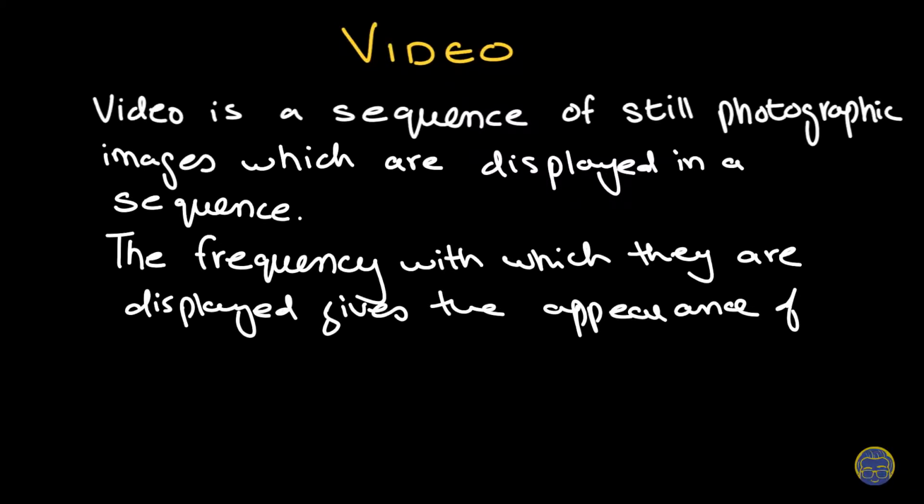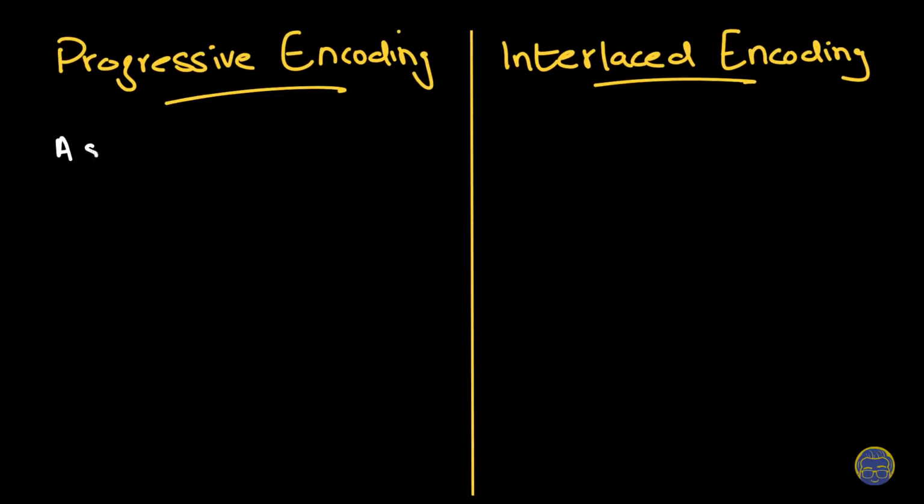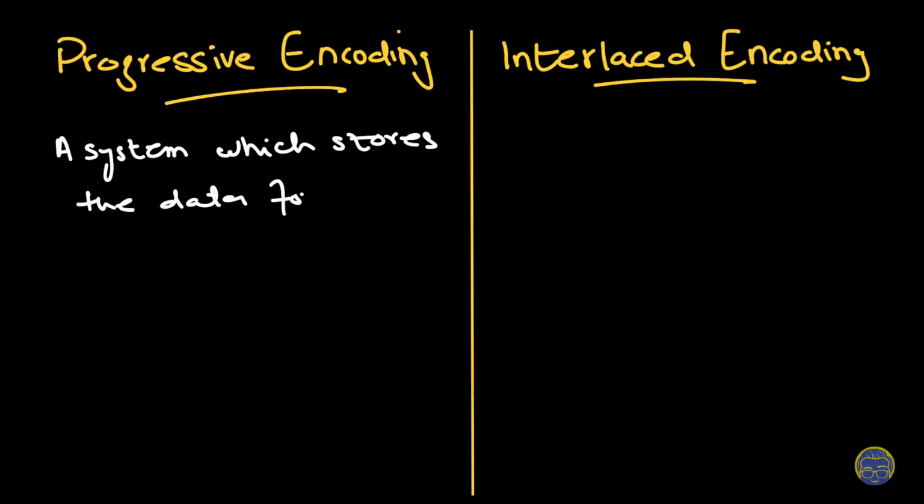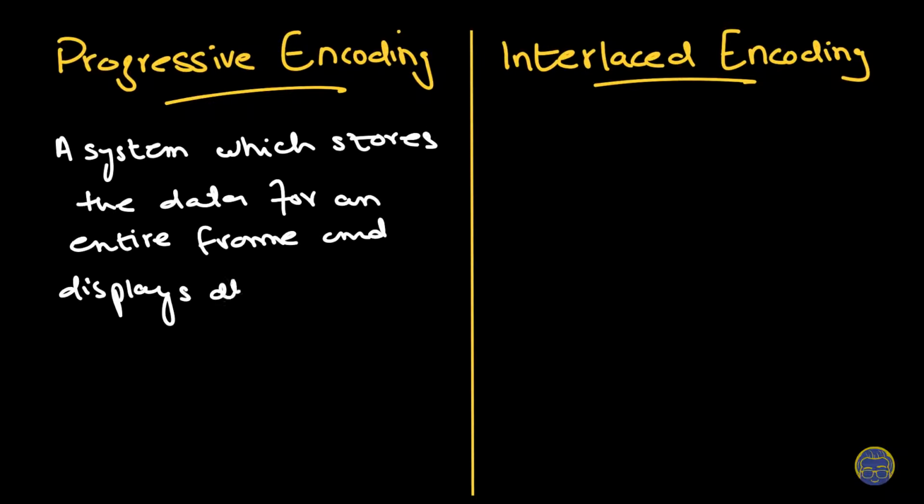So now we'll move on to different types of encoding that are used for videos. Basically, encoding is how a video is stored and how it is recorded. There are two types of encoding that we'll go over. The first one is progressive encoding and the other is interlaced encoding. A system which stores the data for an entire frame and displays all the data at the same time is called progressive encoding. This means the frame rate will be the number of pictures displayed per second. Traditional film uses progressive encoding.